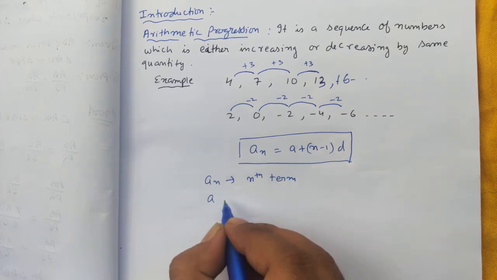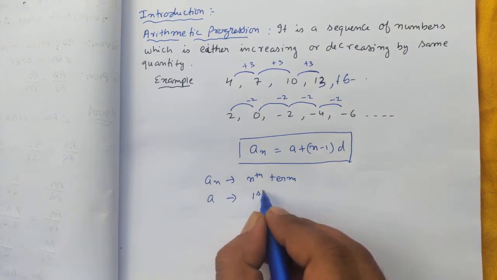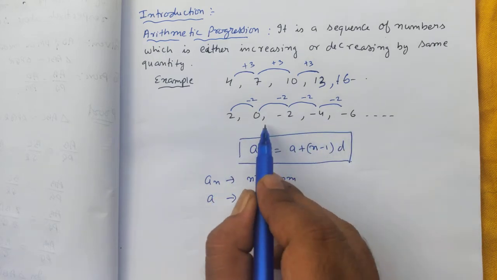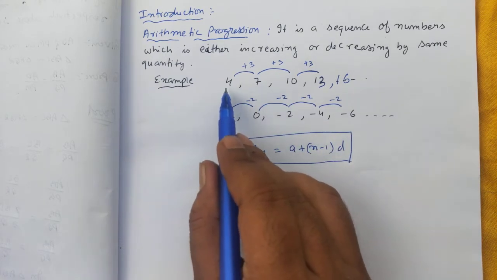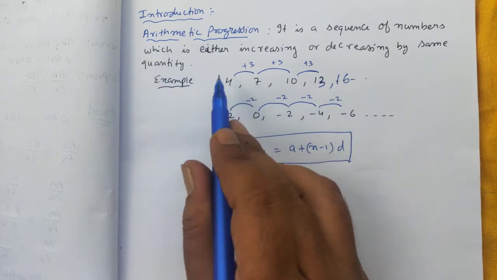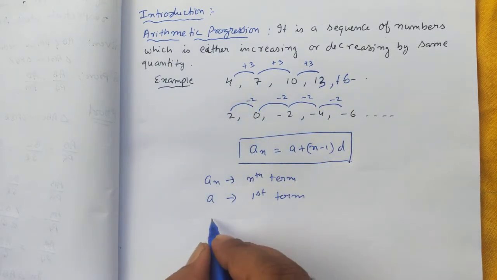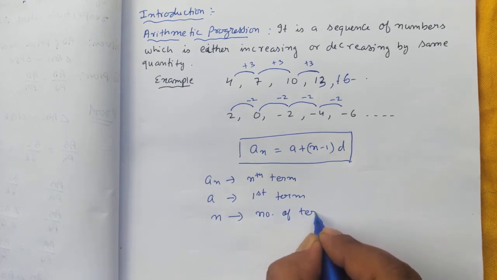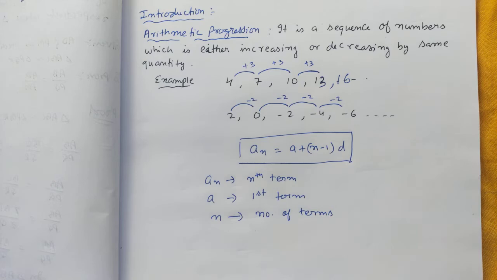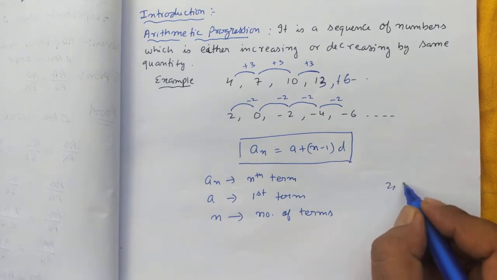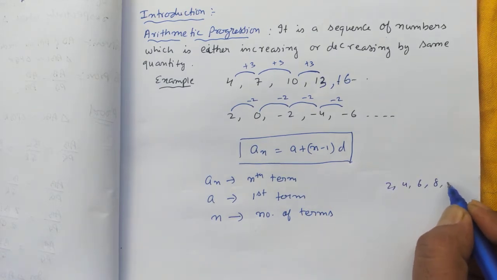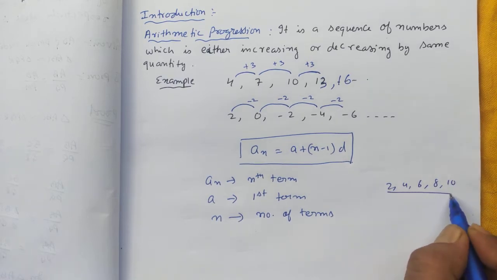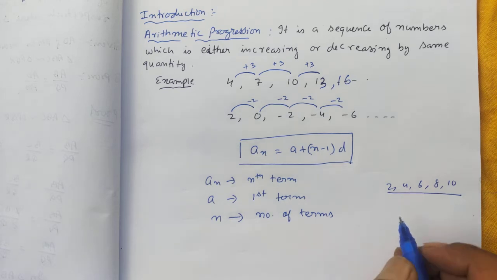A means the first term. In this series, a is 2, the first term. In this series, a is 4, the first term. n means number of terms. Suppose I give a series 2, 4, 6, 8, 10, only this much. That means how many terms are there? There are 5 terms like that.